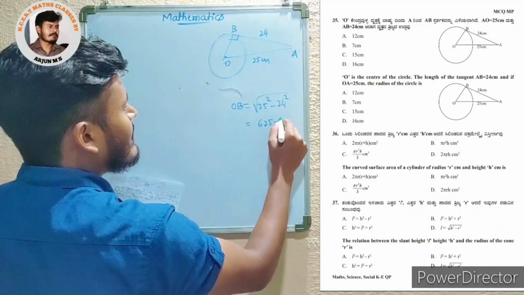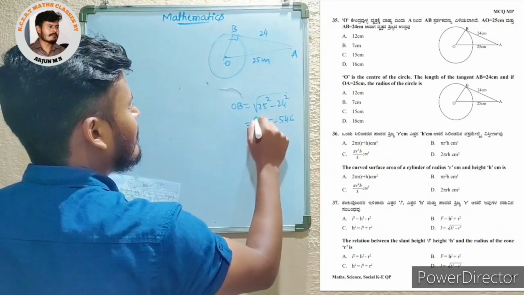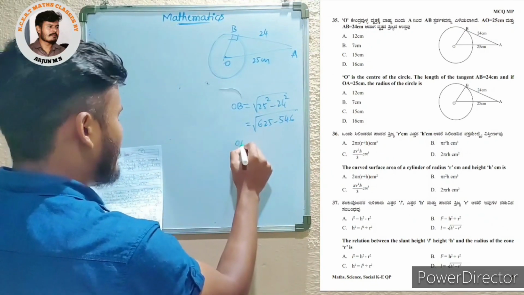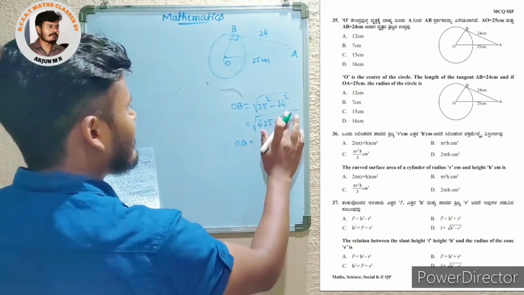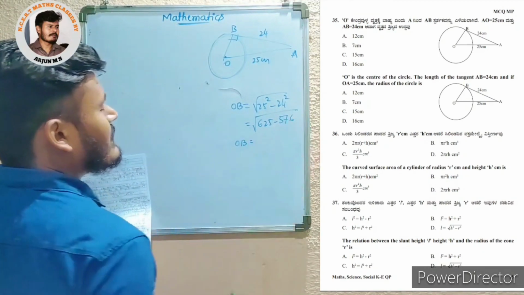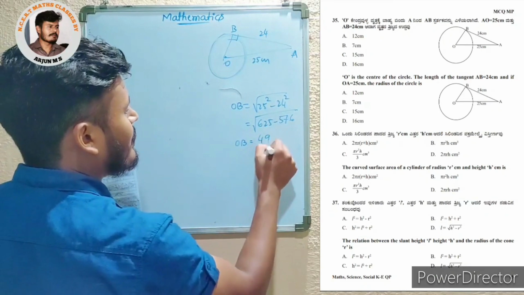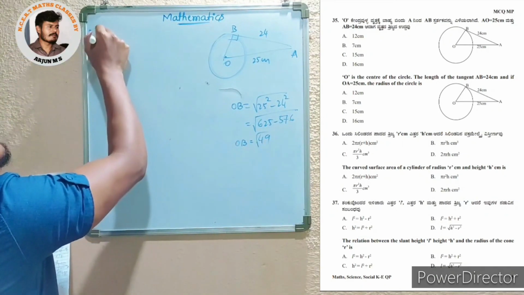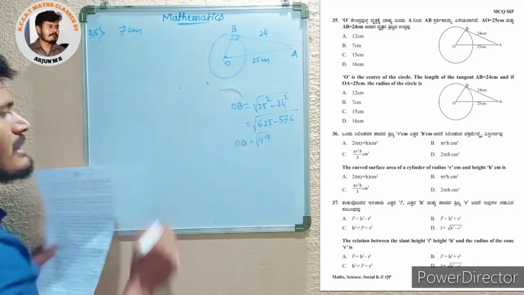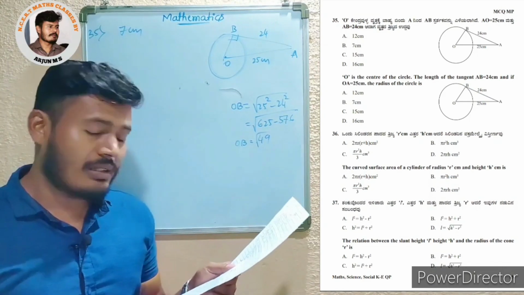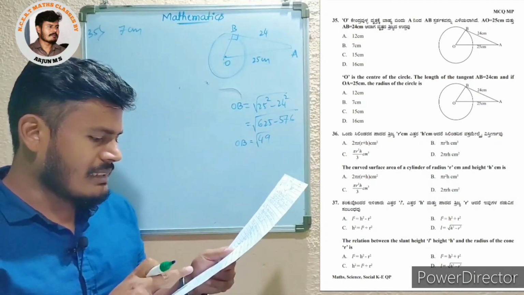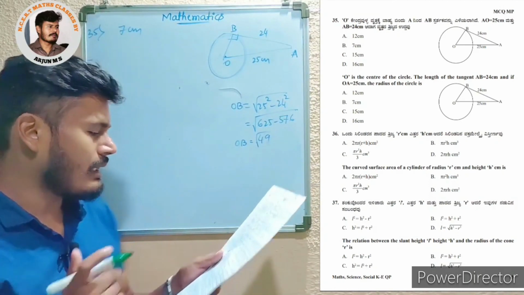So 625 minus 576, which is equal to 49. OB is the radius of the circle. The square root of 49 is equal to 7 centimeter is the answer, because 7 is the square root of 49. That's why here the answer is option B, 7 centimeter is the correct answer.